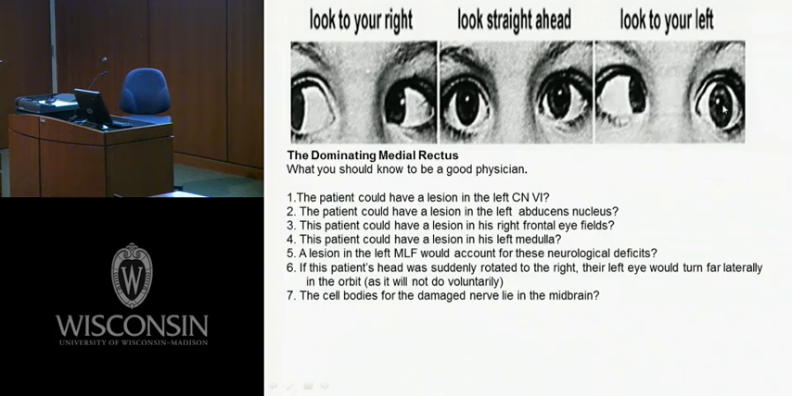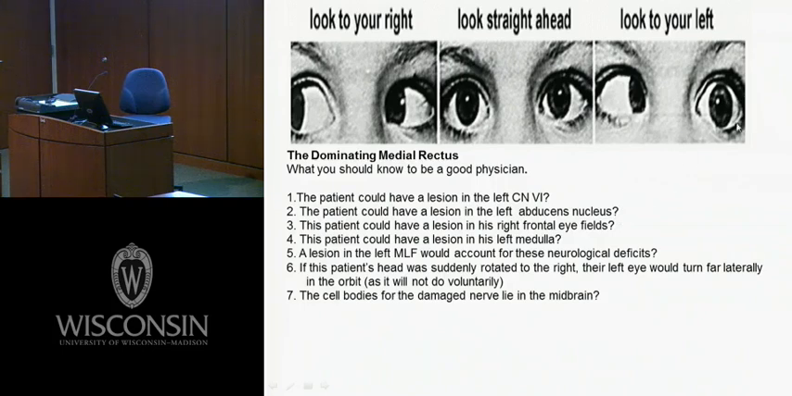So it looks like it's a lower motor neuron lesion, could be in the abducens nucleus, could be in the rootlets on the left side as they come down by the PPRF, or you could interrupt cranial nerve 6 in the superior orbital fissure too. Okay, so the questions are, the patient could have a lesion in the left CN6. Is that true? Yep. The patient could have a lesion in the left abducens nucleus. Well, what if it's in the nucleus?